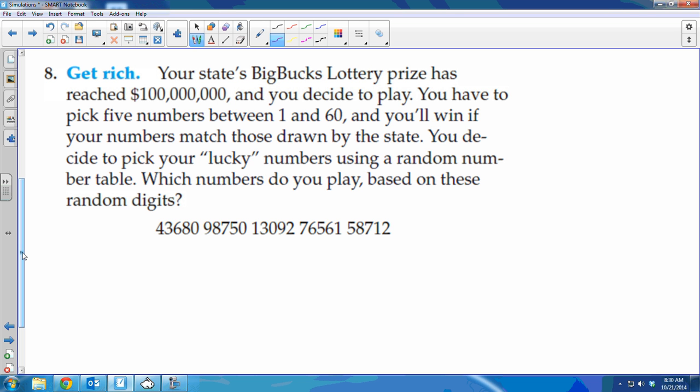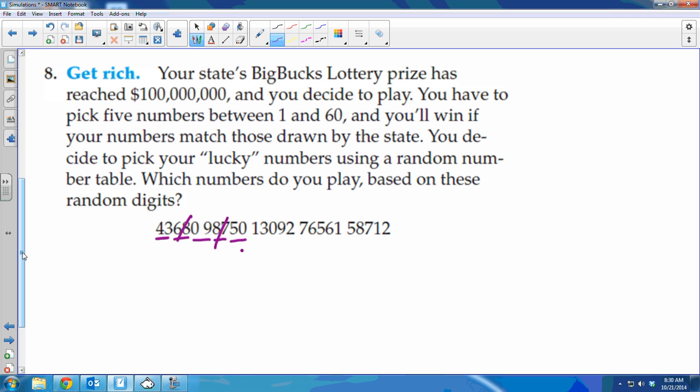So when I'm going across my digits, what am I looking for? Double digits, single digits, double digits, and they have to be between what numbers? 1 and 60, so if not, you skip it, right? So 43 is my first one. Am I going to pick that one? What about 68? What about 9? Okay, 87. 50. I'm picking 6 numbers?